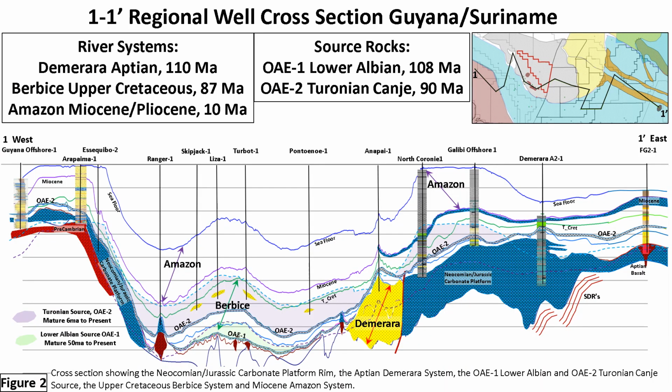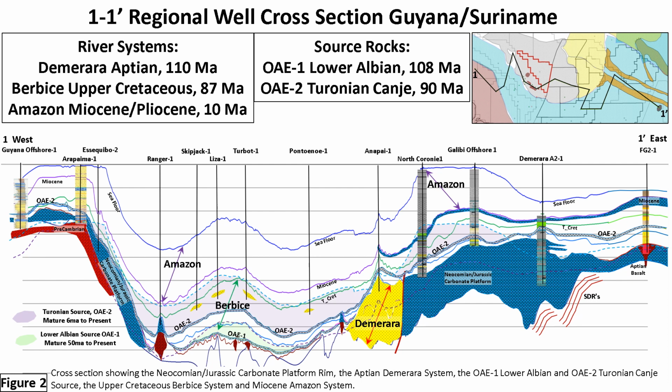This cross-section is an east-west cross-section across the Guyana-Suriname deepwater basin, going to the shelf on the western side and on the eastern side. You can see in blue the Neocomian Jurassic carbonate platform on both sides, the Demerara clastics on the east side, and the OAE1 Lower Albian source rock. The OAE2 Turonian source rock is just above that, shown here.